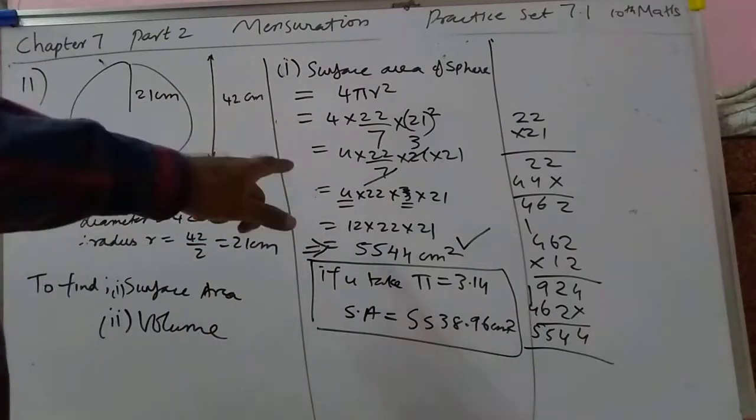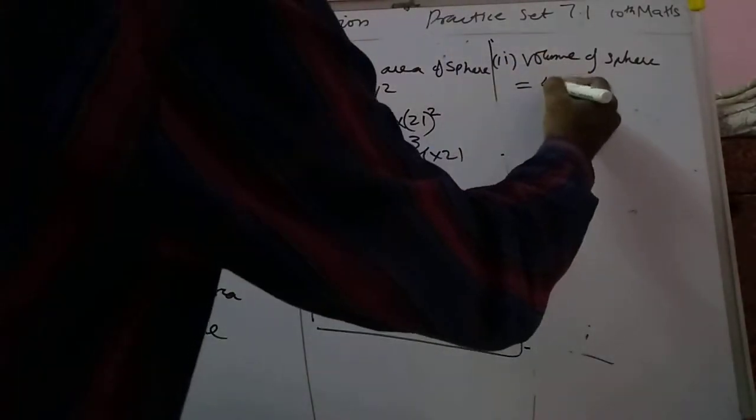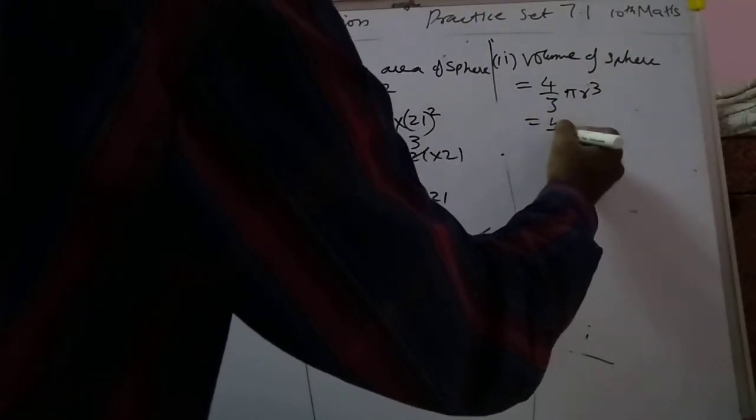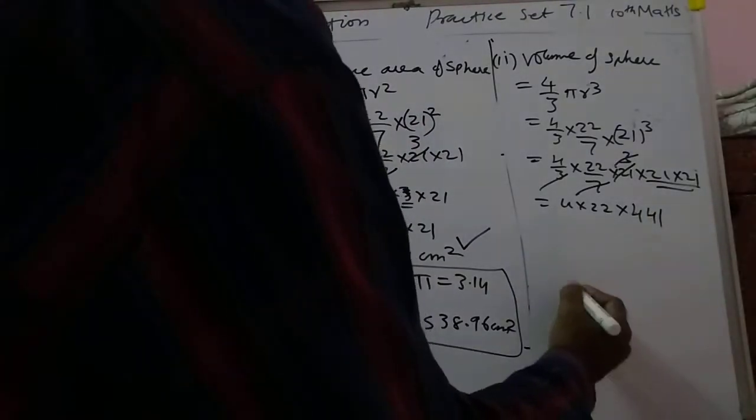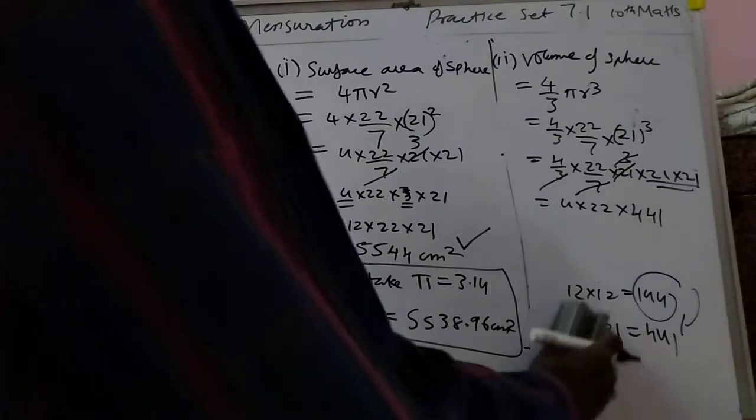Now let us calculate the volume. Volume of sphere is 4 by 3 pi r cube, it will become 4 by 3 into 22 by 7 into 21 cube. So it will become 4 by 3 into 22 by 7 into 21 into 21 into 21. 7 into 3, 3, 3 cut. So it will become 4 into 22 into 441. 21 into 21 is 441, that is simple logic. Now multiply this.